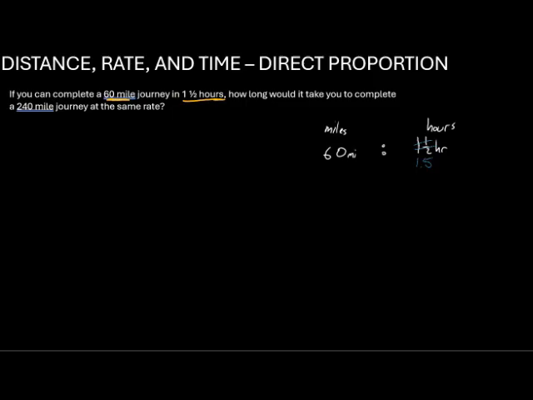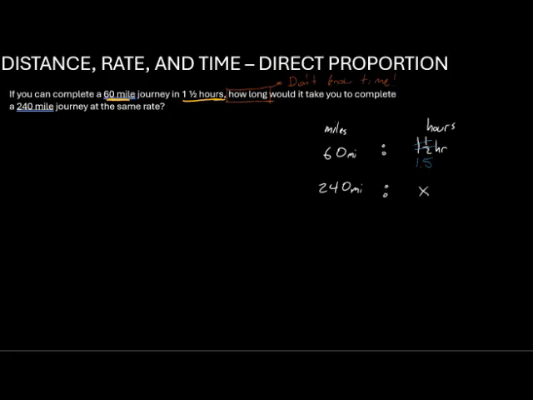The next part asks us how long it would take us to complete a 240-mile journey. Since the question is how long, this means that we do not know time. That means that for our hours in our second ratio, we'll say x. However, we do know the miles are 240. Therefore, we now have two ratios.